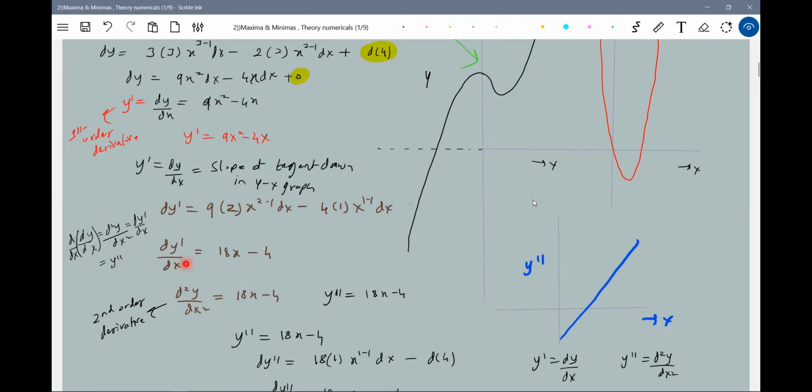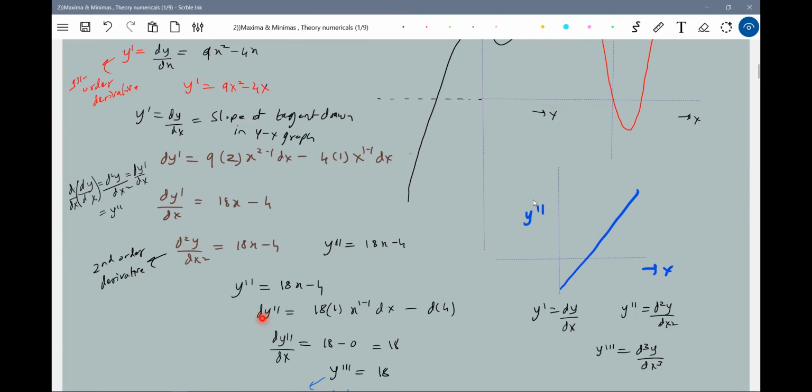dy dash by dx, I'll differentiate again. So I get this one, which is nothing but d square y by dx square equals 18x minus 4, or y double dash. Can I differentiate again? Yes, again I'll differentiate. The derivative of dy double dash equals 18 x to the power of 1 minus 1, and the derivative of 4 will again be 0.